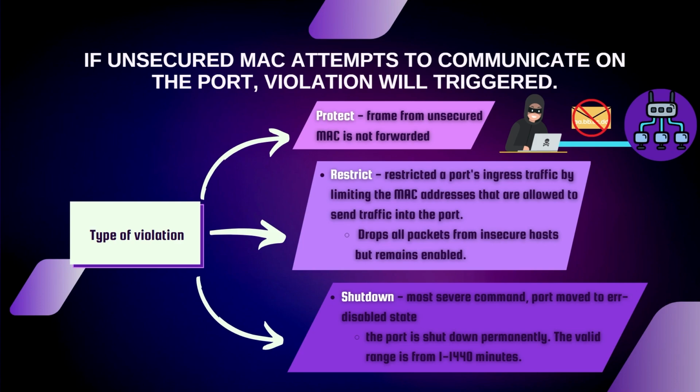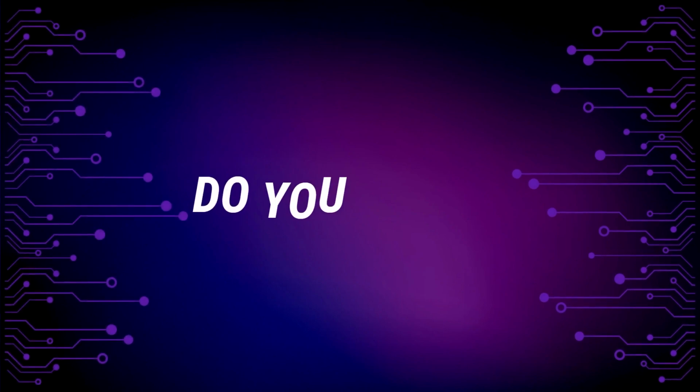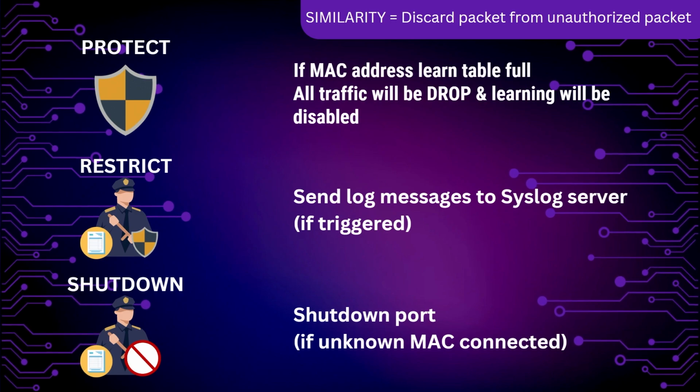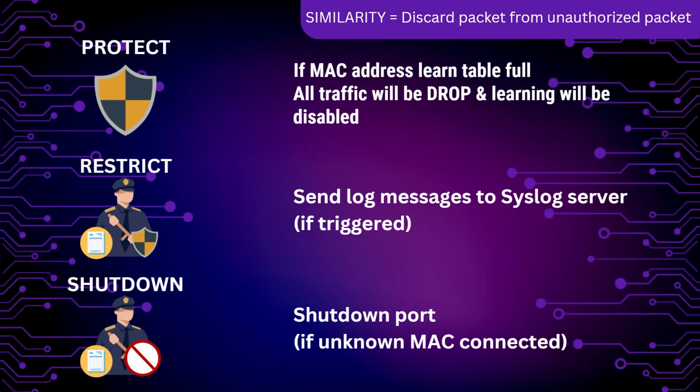For violation shutdown, the command moves the port to a disabled state. The port is shut down permanently. The valid range is from 1 to 1440 minutes. And did you know that the protect mode will prevent further security violations from occurring? Once the limit exceeds the maximum value configured on the port, all the traffic from unknown MAC addresses will be dropped, and further learning will also be disabled.